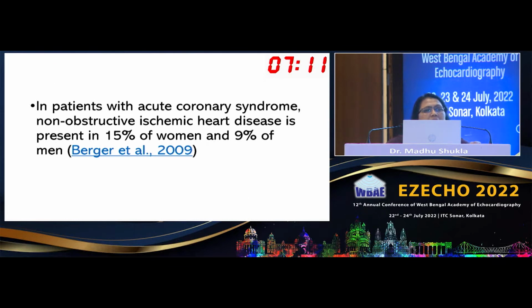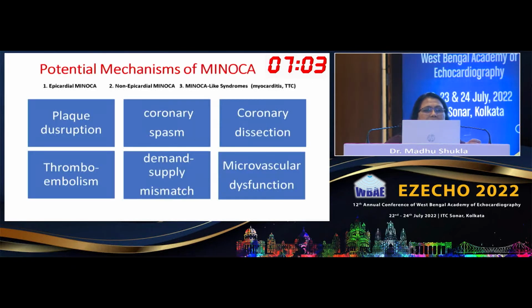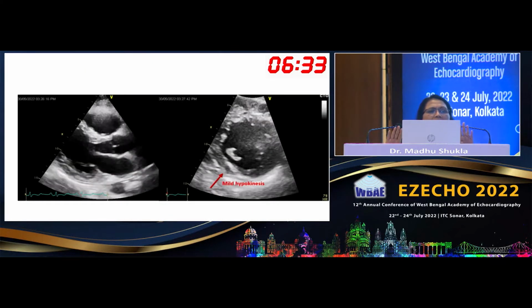In patients with acute coronary syndrome, non-obstructive ischemic heart disease is present in 15% of women and 9% of the men. The potential mechanism of MINOCA: it can be epicardial MINOCA, non-epicardial MINOCA, or MINOCA-like syndromes like myocarditis and Takotsubo cardiomyopathy. And the mechanisms can be plaque disruption, coronary spasm, coronary dissection, thromboembolism, demand-supply mismatch, or microvascular dysfunction. From here we started.